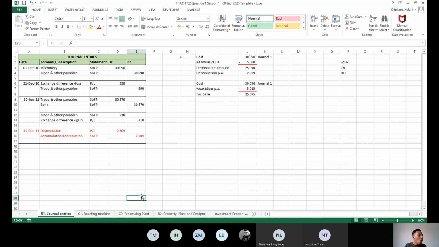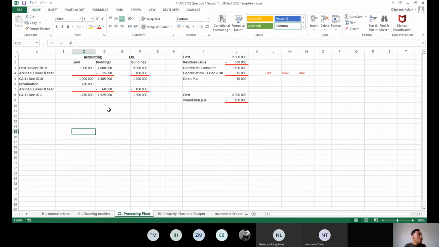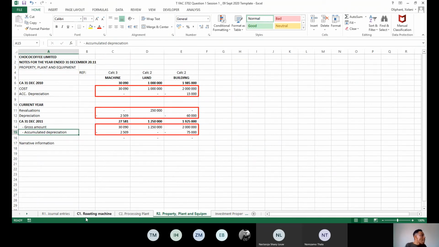So you're trying to avoid having to go back to the scenario each and every time you do a question. Because remember, we've done the roasting machine once, and then we never went back to it. We've also done the processing plant building once, we never went back to it. We've done land once, we never went back to it. So we're now done with the roasting machine, and your disclosure note is now complete as it is.